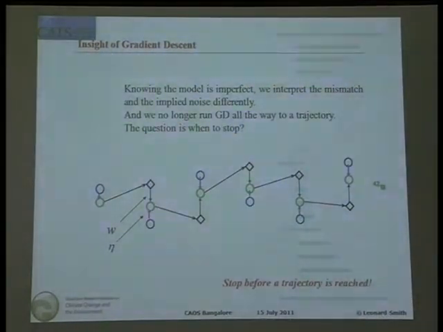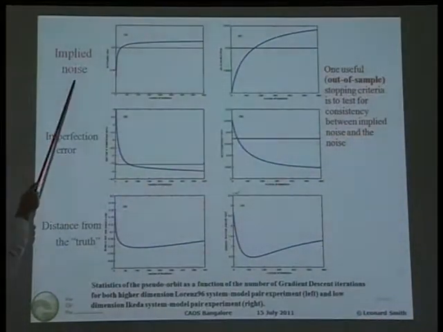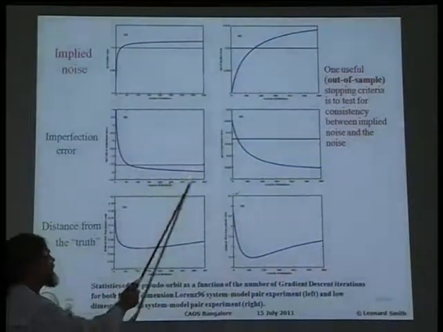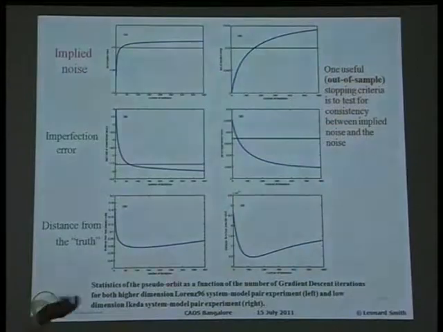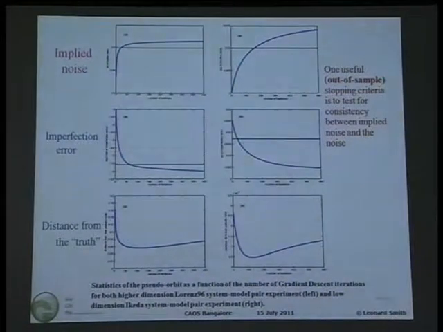If the model is imperfect and we run all the way to a model trajectory, it may take us far away from the observations. And the way we decide how to stop is to just look at how the implied noise and the imperfection error change as we go farther in algorithmic time. As we let this thing get closer to a trajectory, what noise does it imply was in the original observations? And how big is the actual imperfection error?